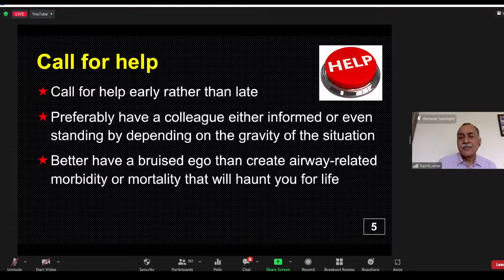Also, when you have an anticipated difficult airway, it's preferable to have a colleague informed. Tell the person, I know you're available 2 operation theaters away in an operation theater complex. I'm starting such and such a case, and I would like to examine this case with you. If I land in trouble, I will call you, and this is what I plan to do. This is what you call an algorithmic stepwise approach to a difficult airway. So it's preferable to have an experienced colleague with you, inform him or her of all the steps that you have thought about, and maybe even stand by if he or she is free, depending on the gravity of the situation. It is, as I say in the last bullet point, better to have a bruised ego than create an airway-related morbidity or mortality that will haunt you for life.